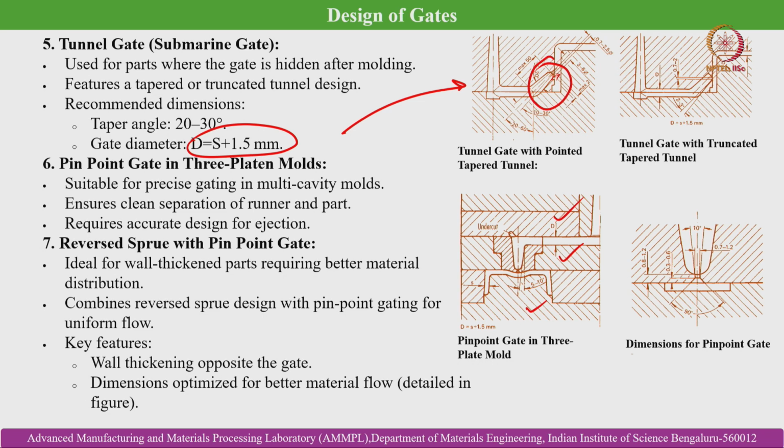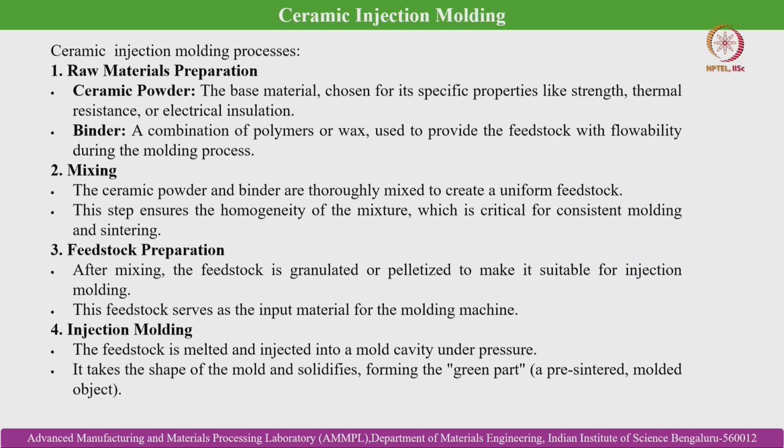This is a case where, instead of a diverging sprue, a converging sprue is used. We have discussed that earlier; it is useful for polyethylene and polystyrene. So, this is a special case. Then we will discuss ceramic injection molding, but we will do it in the next class. So, we are done with this class. Thank you for now.